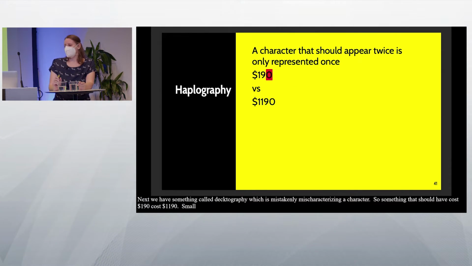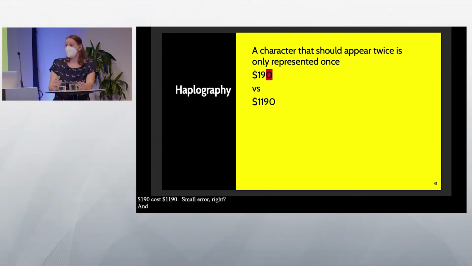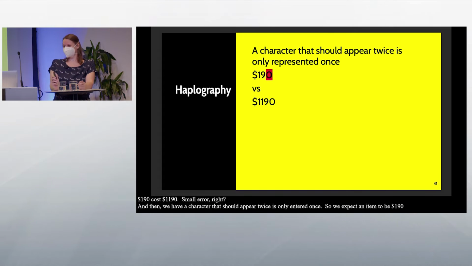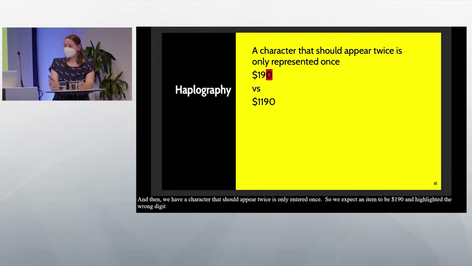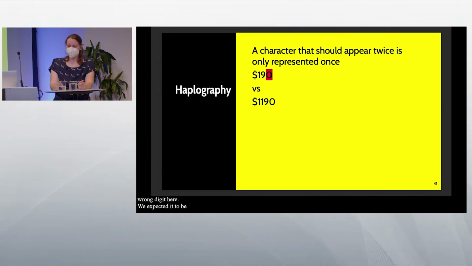And then we have haplography, which is a character that should appear twice, is only entered once. So we expect an item to be $190, and I've highlighted the wrong digit here. We expect it to be $1,190, but we've recorded that it's only $190.